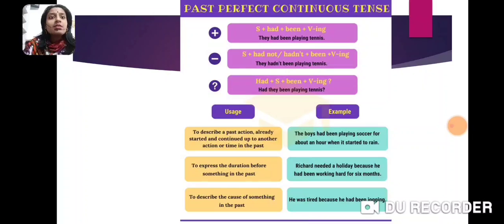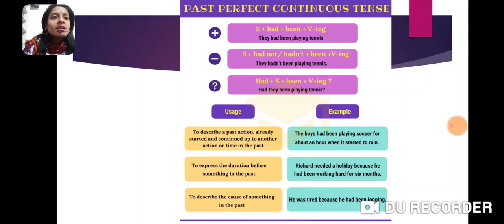Now look at past perfect continuous or progressive tense. Sentence structure is subject plus had plus been plus verb with ing. Example is, they had been playing tennis. Negative form, subject plus hadn't, had not, plus been plus verb with ing.